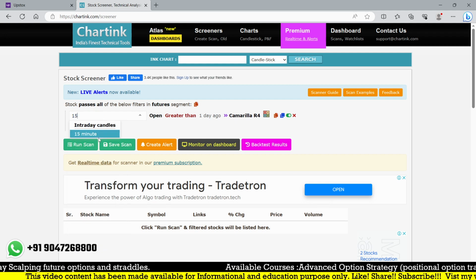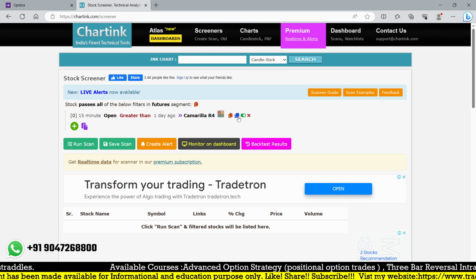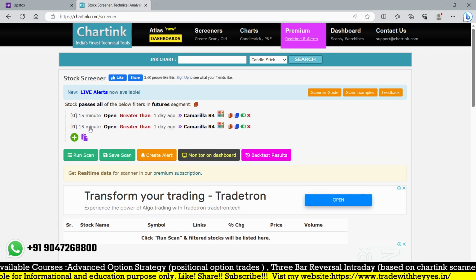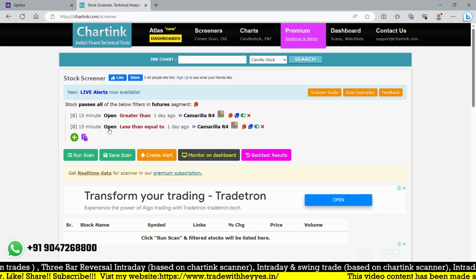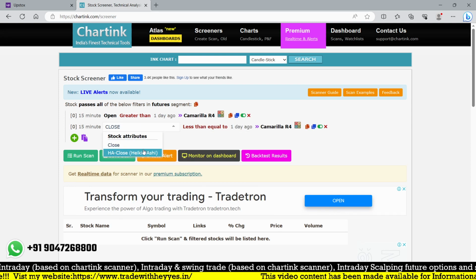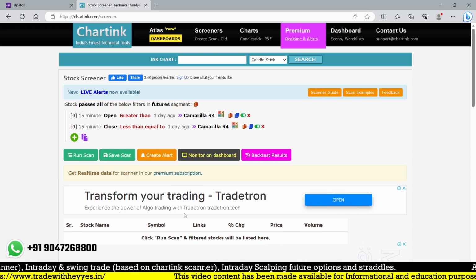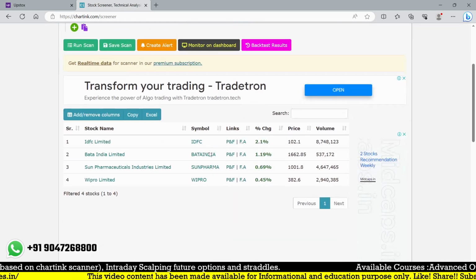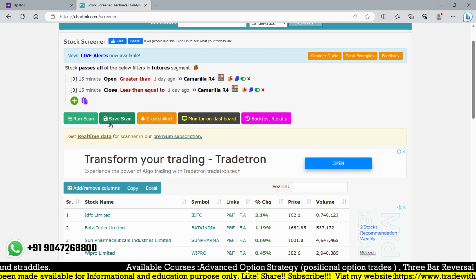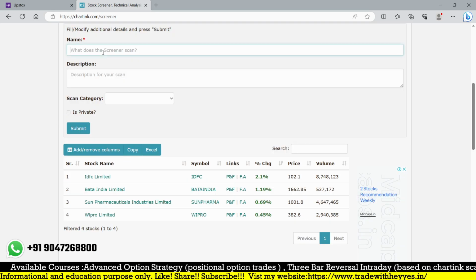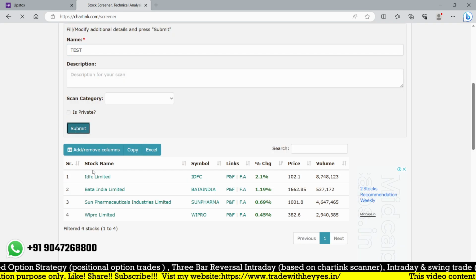Here I'm just going to use the 15 minutes, and I just copied that one, and it must be less than. Here it will not be the open, it is the close. So simple conditions we can easily filter out. Here the last candle, and we'll save this one. Let's save the scan again with this test name. So I'll just submit it.